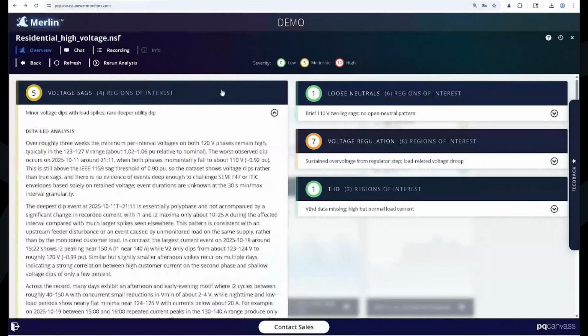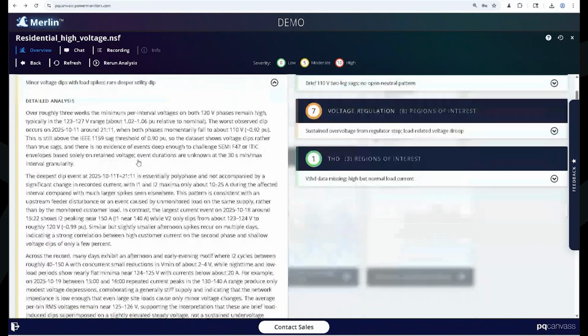In this one, we have a severity of 5, which is about moderate. You can see it says that it detects minor voltage dips with load spikes, and a rare deeper utility dip. And it gives you the whole analysis of everything that it finds.